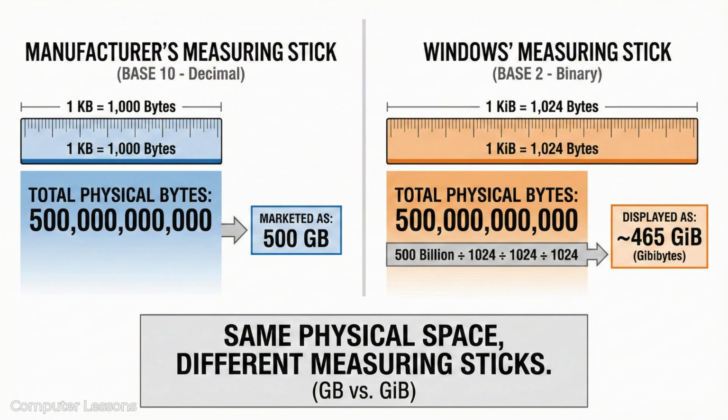But Windows uses the strict computer definition. It divides those bytes by 1,024, again and again. The result? A lower number displayed on your screen. The physical space is exactly the same, only the measuring stick has changed.